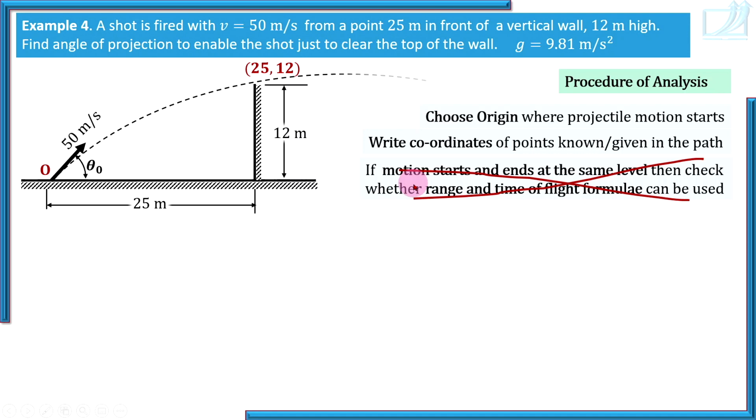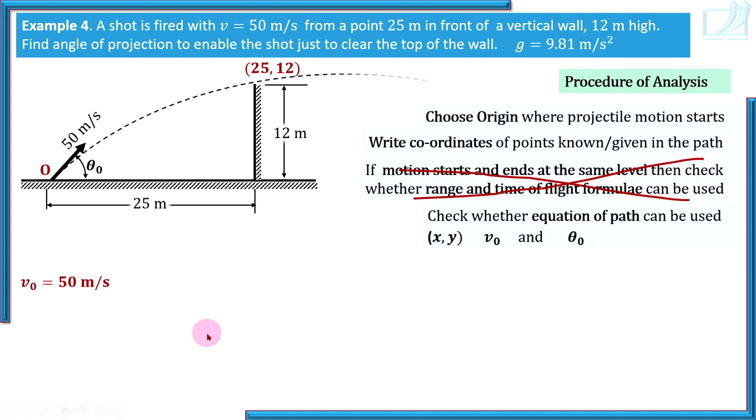Does motion start and end at the same level? Of course not. Then check whether the equation of path can be used. So what is given? V0, and x and y coordinates of a point in the path. And what is asked? Theta 0, and that is what I have told you. If given and asked are amongst these four variables, then we should prefer the equation of path. So I am using the equation of path. In that we will put V0 as 50 meters per second, theta 0 as alpha, this value is unknown right now. Then x coordinate 25 and y coordinate 12 meters.